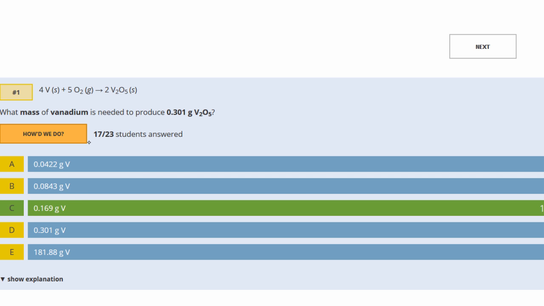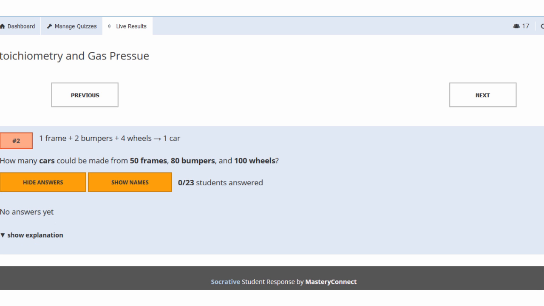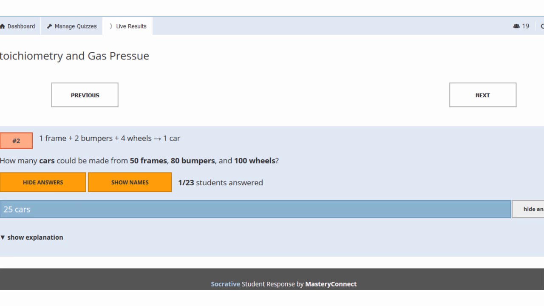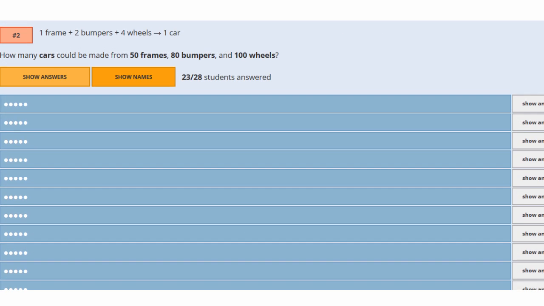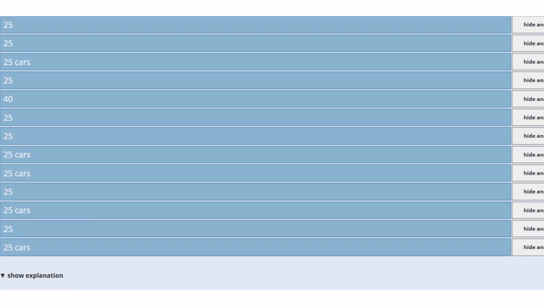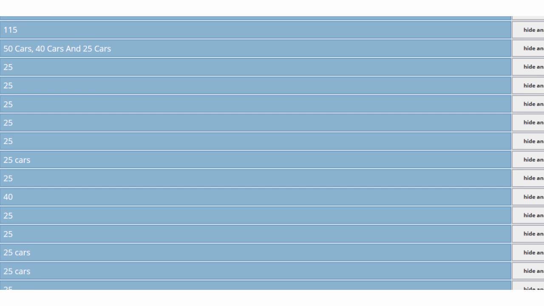And that, by the way, will take us to our next Socrative app question. How many cars can we make from 50 frames, 80 bumpers, and 100 wheels? Talk with a neighbor if you need to. 5, 4, 3, 2, 1. The answer here is 25. 25 cars is the number we can make.